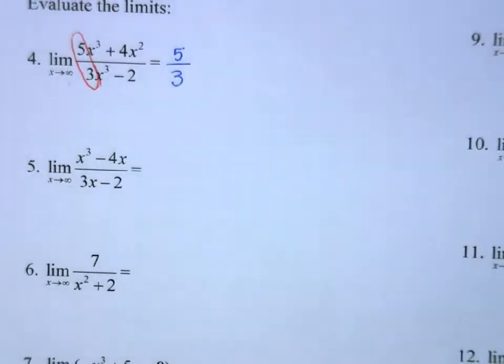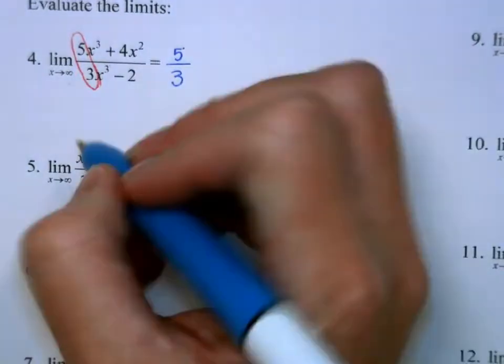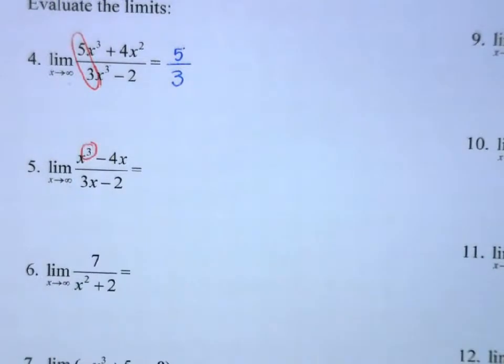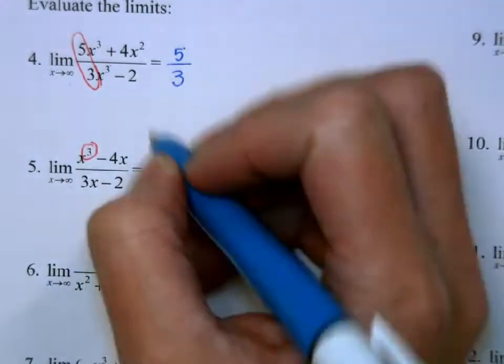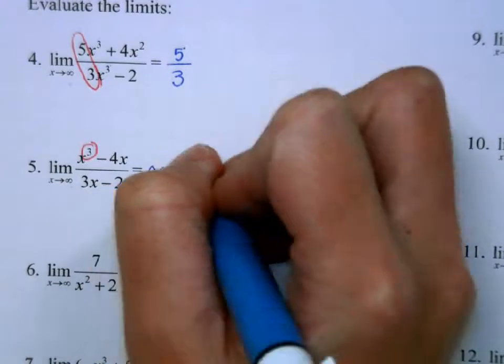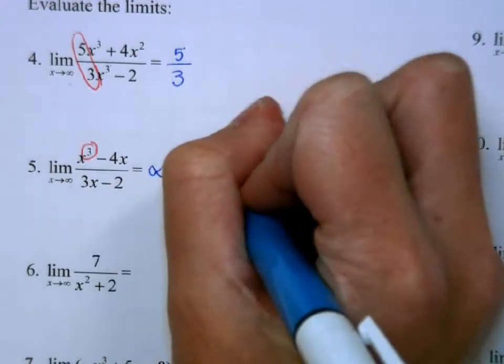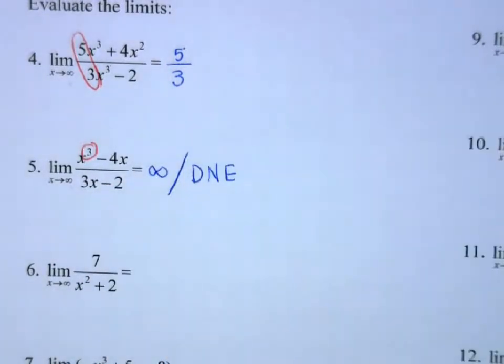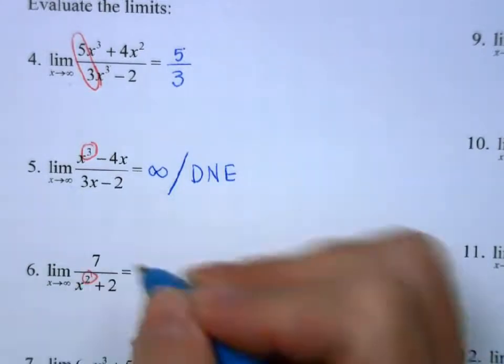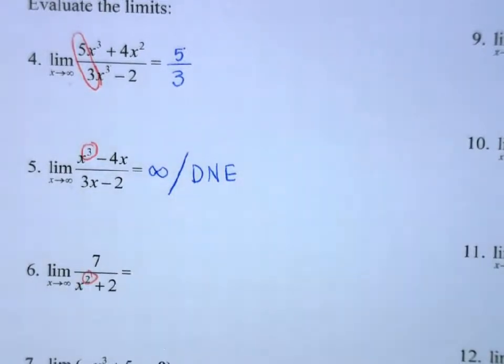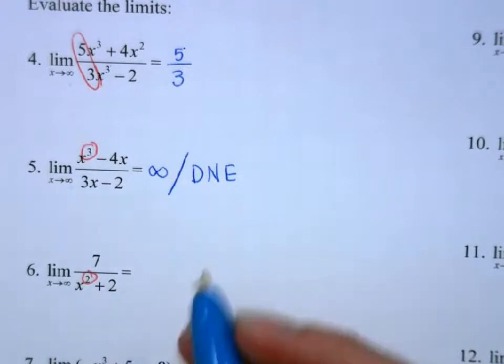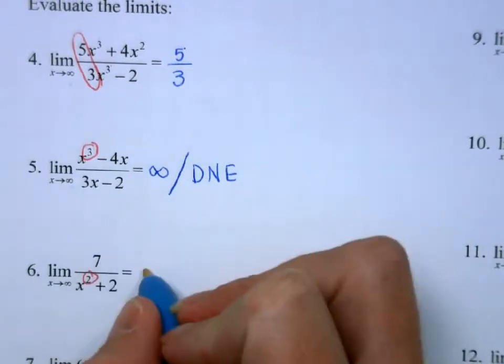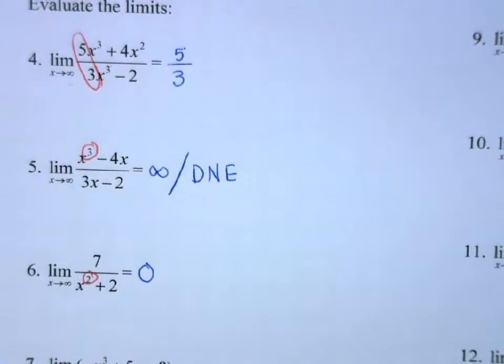Here, the highest power is in the numerator, which means that top is going to grow faster than the denominator, which means it's going to go to infinity, or you can also label that as does not exist. Both of those are acceptable. The last one, the degree is bigger on the bottom than the top. So as the x goes to infinity, this denominator gets really, really big, but the numerator stays small. So that's going to 0.